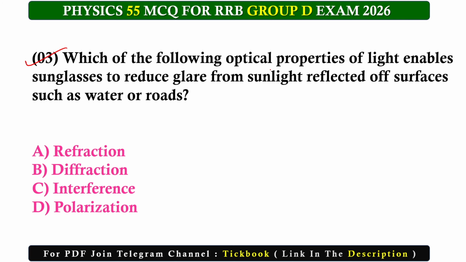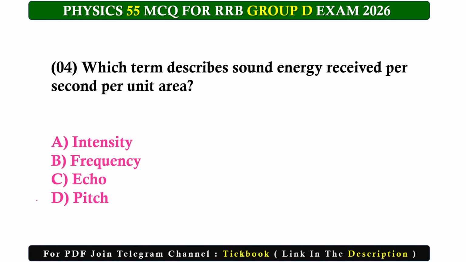3. Which of the following optical properties of light enables sunglasses to reduce glare from sunlight reflected off surfaces such as water or roads? Option number D is the correct answer, polarization.